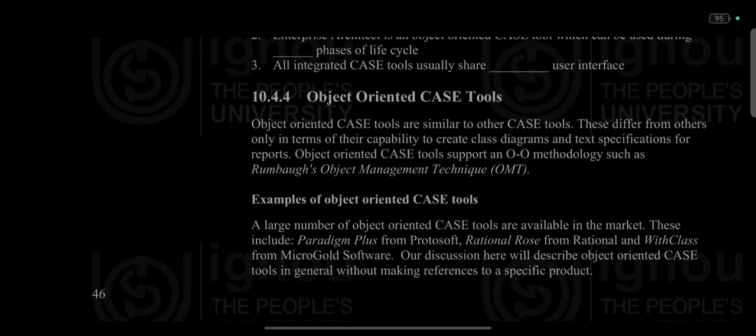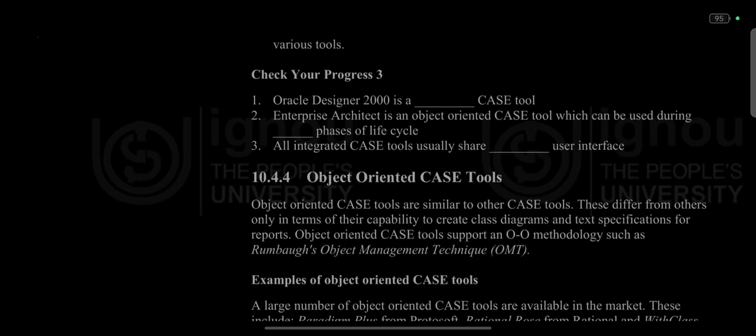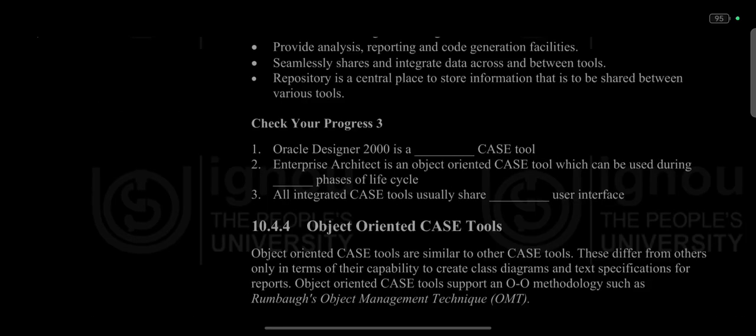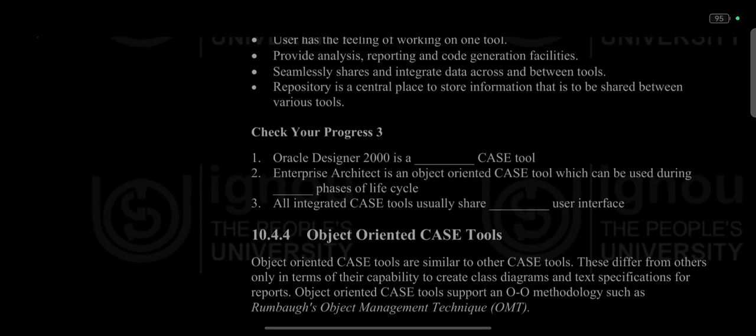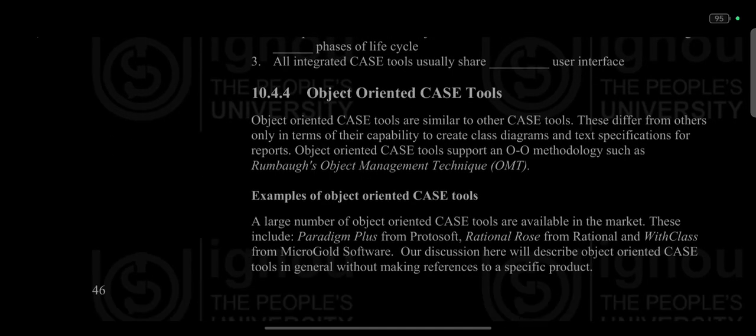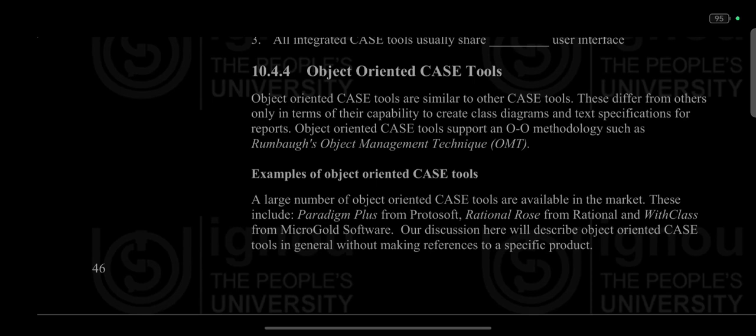Hello everybody. Today we are going to see object oriented CASE tools, section 10.4.4. In the last lecture we had completed till check your progress 3, and now we will complete the rest. Let's begin. Object oriented CASE tools are similar to other CASE tools. These differ from others only in terms of their capability to create class diagrams and text specifications for reports.